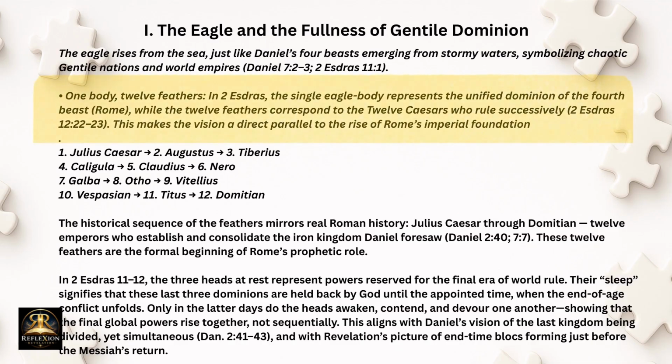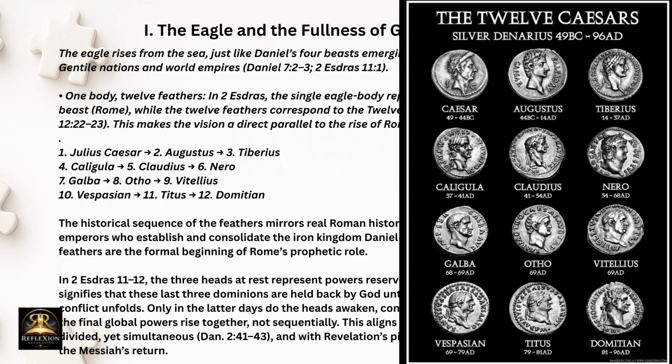And then there's also 12 feathers that correspond with the 12 Caesars who rule successively. Remember, we were looking at Rome and how Rome is so intimately connected. Well, funny enough, there were also 12 Caesars. Now, this isn't just a coincidental link, so to speak, but these 12 Caesars successively rule one after the other. So it makes this vision a direct parallel to the rise of Rome's imperial foundation. Remember, Rome, Edom, which becomes those end-time nations, so to speak.